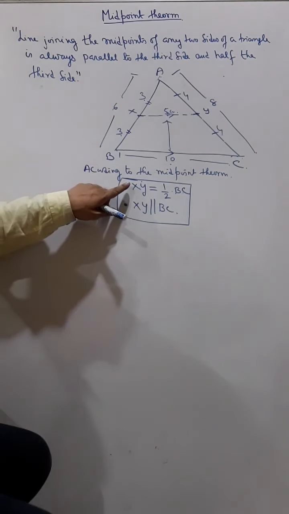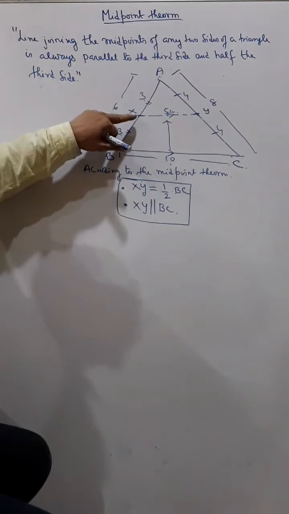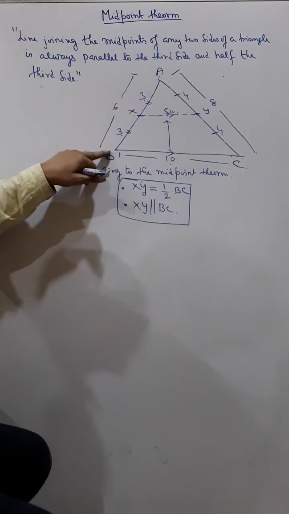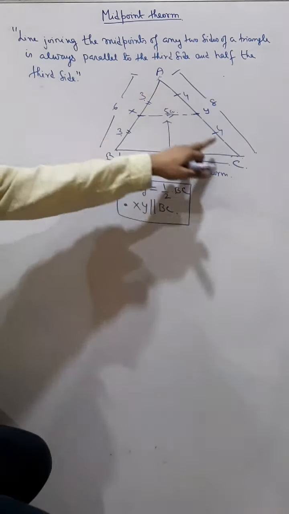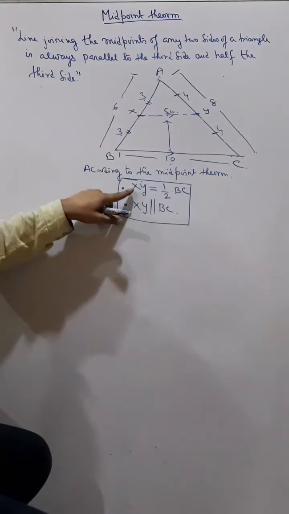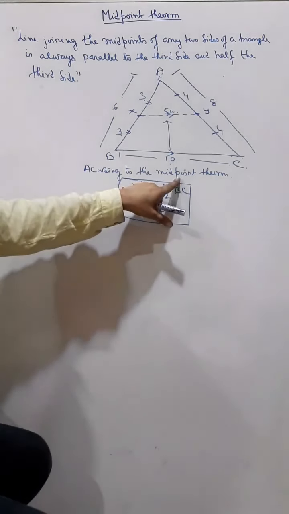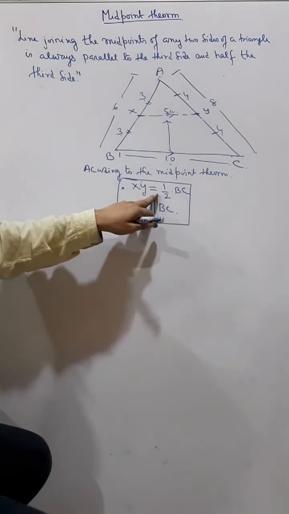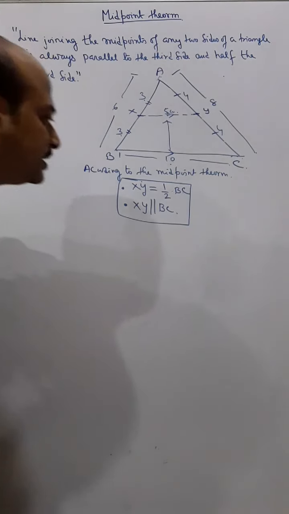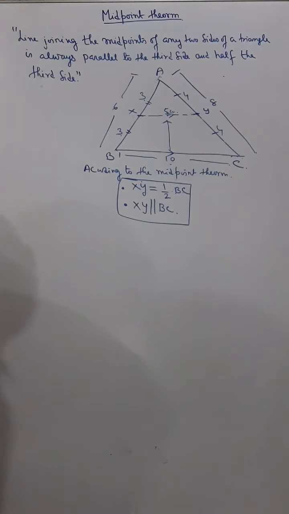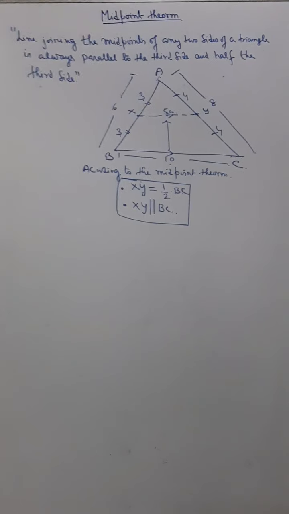So finally, according to the midpoint theorem, I can say that if X is the midpoint of AB and if Y is the midpoint of AC, then XY will always be equal to half of BC and XY will always be parallel to BC. So this is called the midpoint theorem, understand? Okay, now next is the converse of the midpoint theorem.